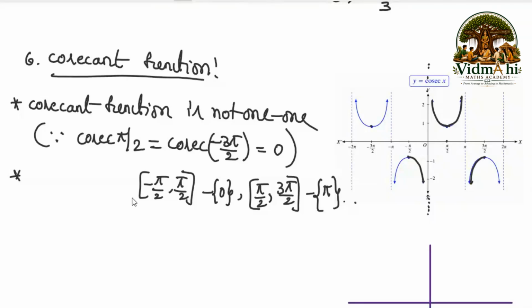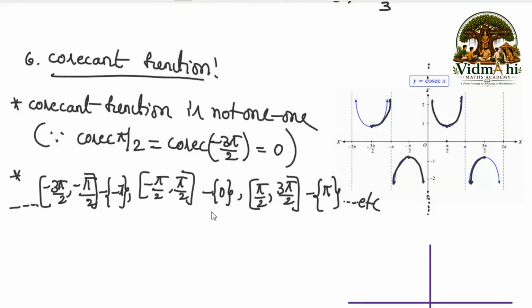so on. And also observe here minus 3 pi by 2 comma minus pi by 2. Observe here the graph is like this. So the function is one-one. Minus 3 pi by 2 comma minus pi by 2 except minus pi, and so on, etc. In all these intervals, the cosecant function is one-one.